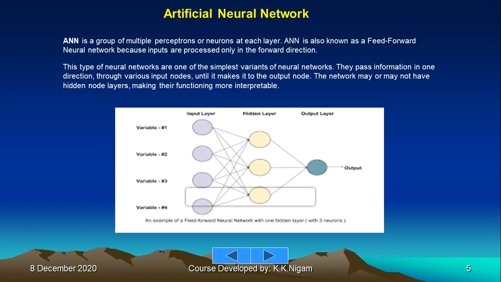ANN is a group of multiple perceptrons or neurons at each layer. ANN is also known as feed-forward neural network because inputs are processed only in the forward direction. This type of neural network is one of the simplest variants of neural network. They pass information in one direction through various input nodes until it makes it to the output node. The network may or may not have hidden node layers, making their functioning more interpretable.